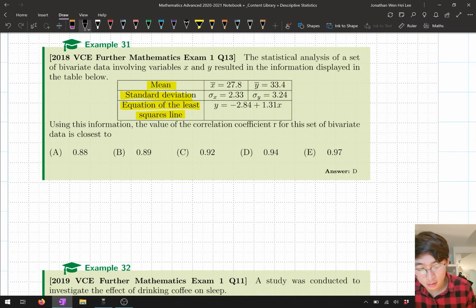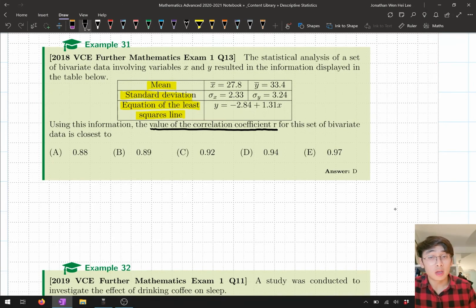Using this information, the value of the correlation coefficient R for this set of bivariate data is closest to... Okay, now, if you have a look, none of this stuff has anything to do with R that we looked at before. How can we go about actually figuring this out? Now, this question actually involves a few different bits.